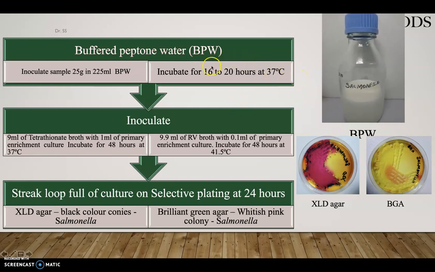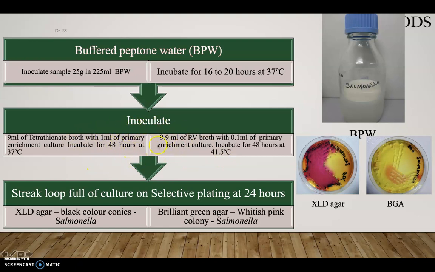After 16 to 20 hours, the primary enrichment culture is taken. 1 ml of primary enrichment culture is inoculated into 9 ml of tetrathionate broth and incubated for 48 hours at 37 degrees Celsius. In the same way, 0.1 ml of the primary enrichment culture is inoculated into 9.9 ml of RV broth and incubated for 40 hours at 41.5 degrees Celsius. This is called secondary enrichment culture.